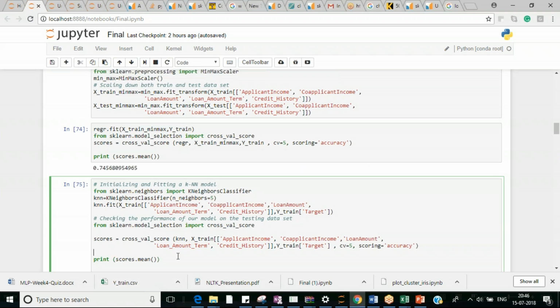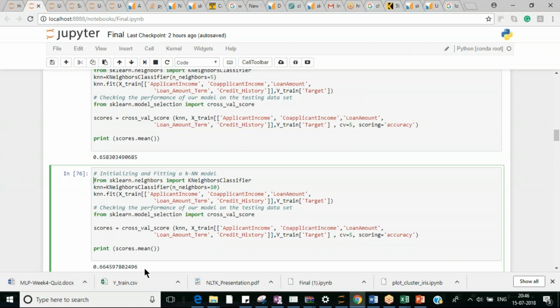Now you do k nearest neighbors, and I've fixed the nearest neighbors equal to 5. Let's see what the score is. See, it is so poor. It is 0.664. That's why k nearest neighbor is not a very good model. It is about 0.65 for n equal to 5 and 0.66 for n equal to 10. KNN does not help in prediction that much, and a simple decision tree was better than k nearest neighbor.